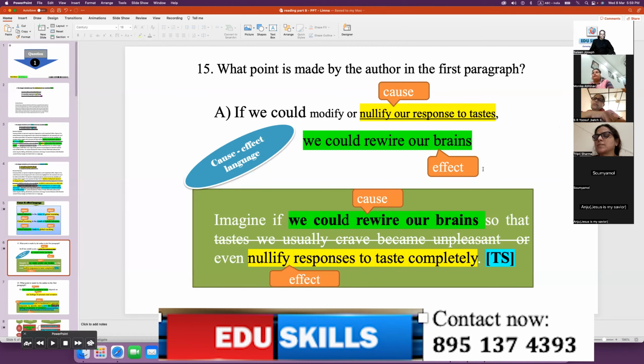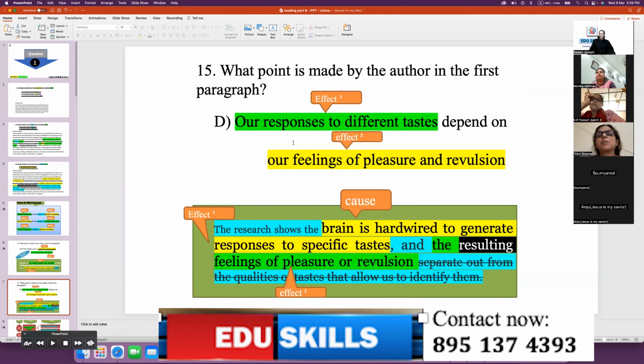This question is exactly that way. We have seen that when we explained this. You see, D: our responses to different tastes depend on our feelings of pleasure and revulsion. This is effect 1 and effect 2, made into cause and effect. See, the research shows the brain is hardwired to generate responses to specific tastes and the resulting feelings of pleasure or revulsion. Resulting; depend on means cause of. This is made the cause, but this is the result in the text.